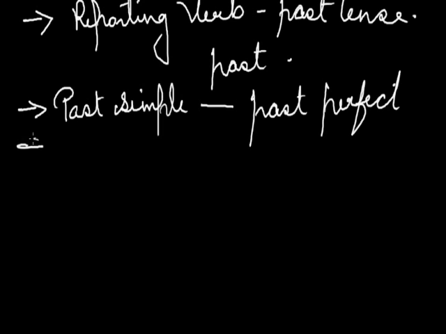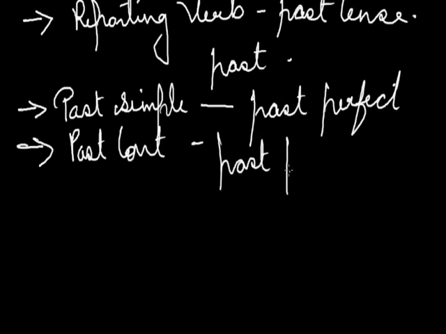Next, if a sentence is in past continuous tense, then it gets changed into past perfect continuous. For example, the teacher said, "He was addressing a press conference." "Was addressing" is past continuous. The answer will get changed into past perfect continuous: the teacher said that he had been addressing a press conference.